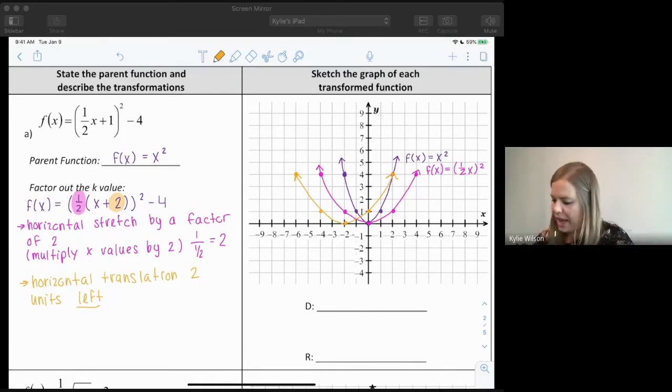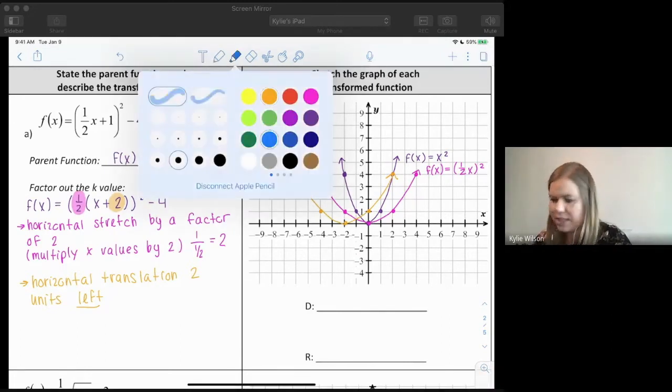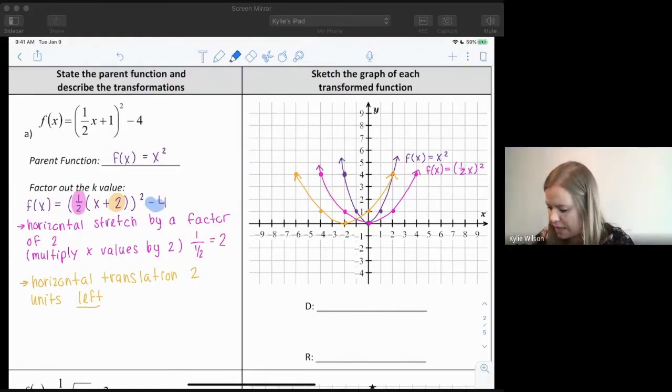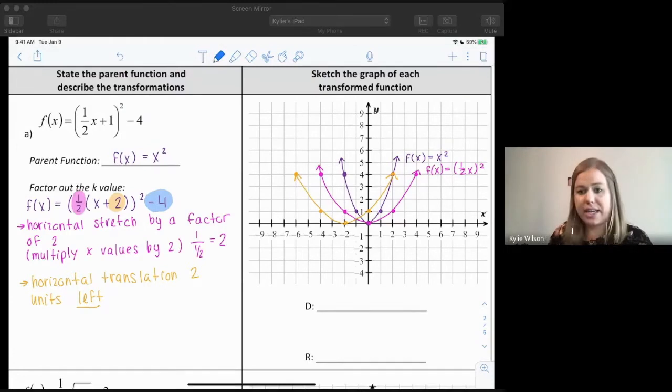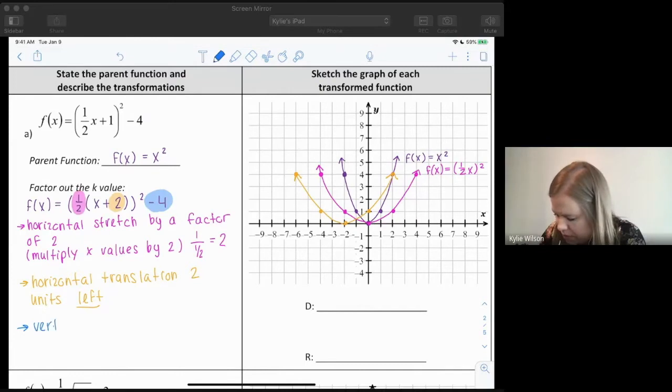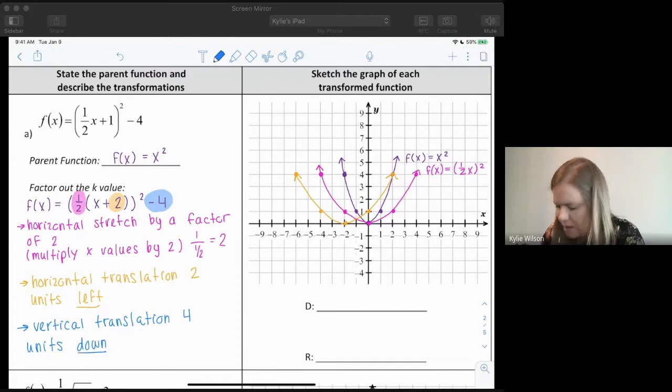Okay, and finally, I have to deal with that 4, my little c value here. And because we have a -4, I'm just going to write this out, and then Ethan, I'll answer your question. We have a vertical translation 4 units down. Ethan, you can turn your mic off, or you can just type in the chat.